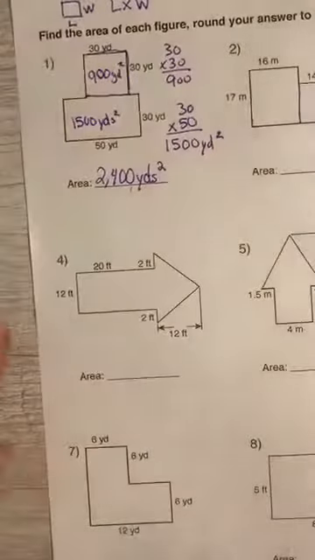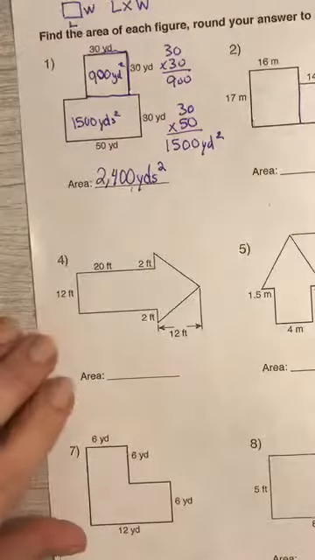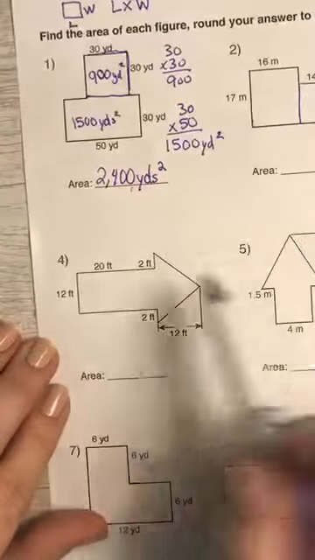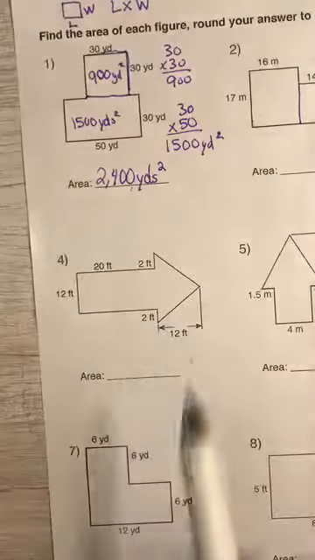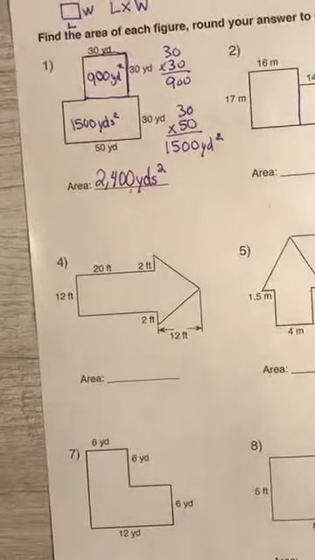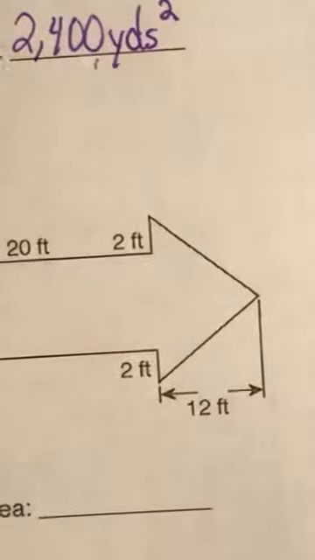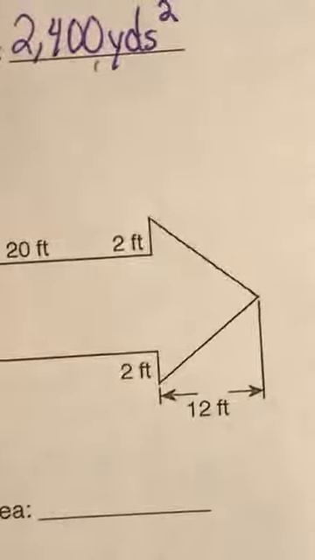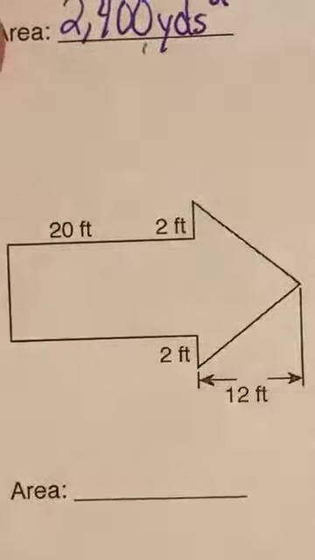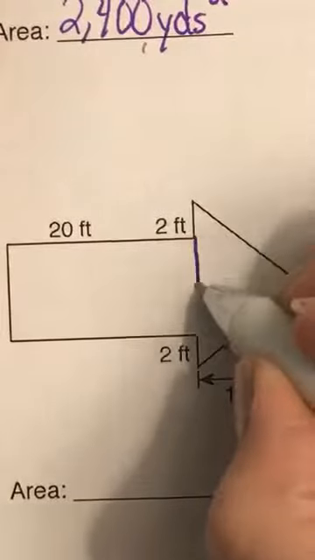Number four is a little bit different. In this situation, we have a rectangle and a triangle. So I'm going to show you how to find the area of the rectangle and the triangle. Okay. First of all, let's start by separating them. Let's draw a line right through here.